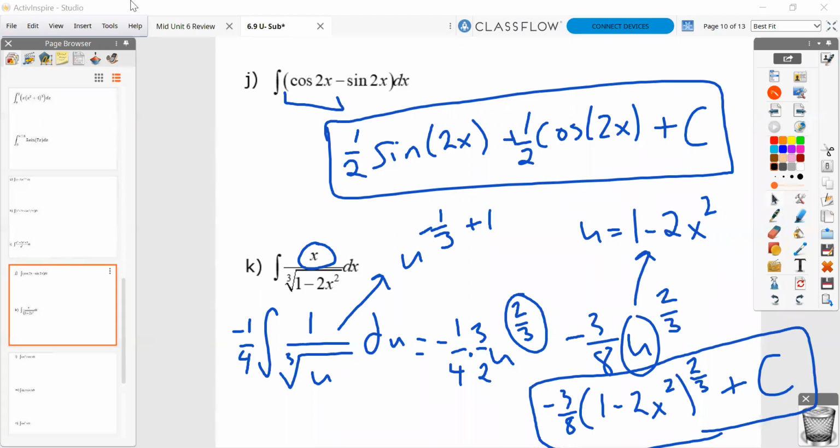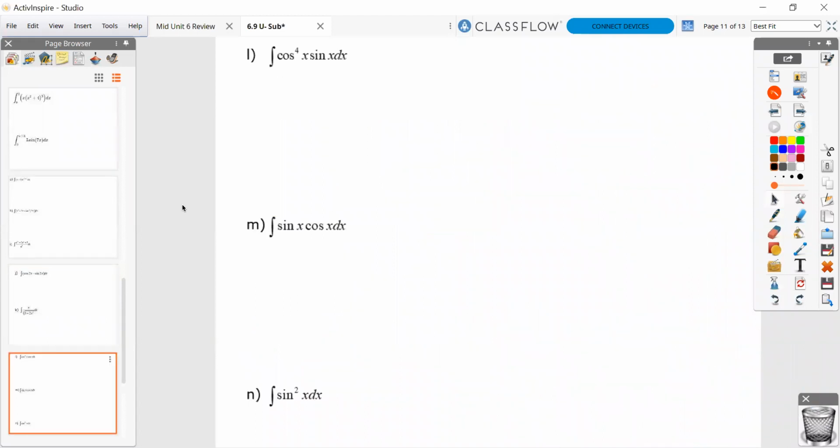Okay, let's try a couple more. These next couple, specifically n is tough. N is using a trig identity, but the other ones aren't bad. So pause the video, try the rest out.